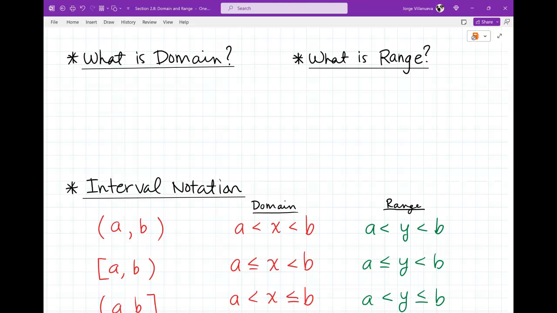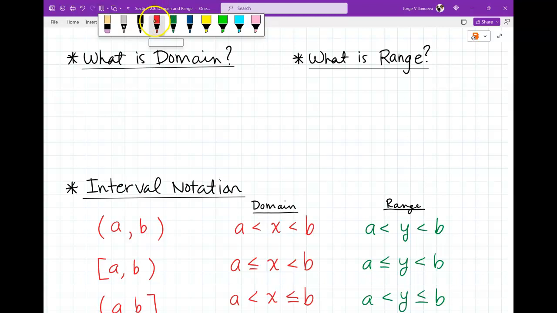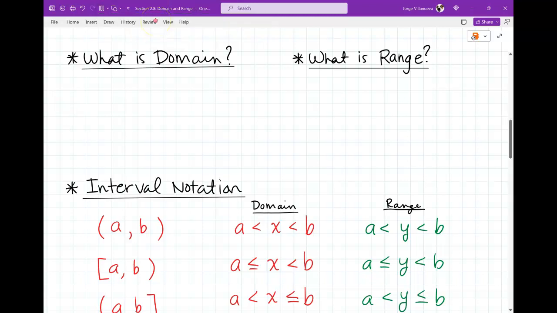Okay? So, by definition, domain, these are the x values that a function occupies. Meaning, every x value that it crosses, that's its domain. So if you look at a graph, you're going to ask yourself, what x values does it cross? Whatever those values are, that's the domain.